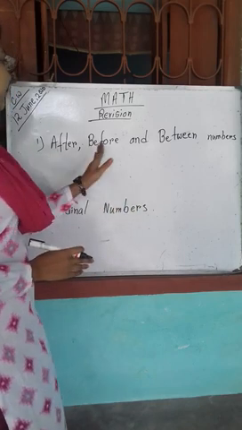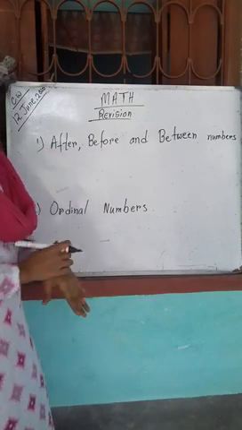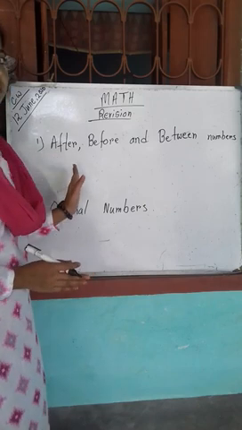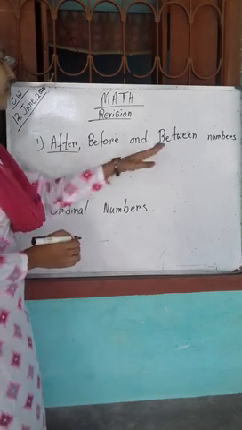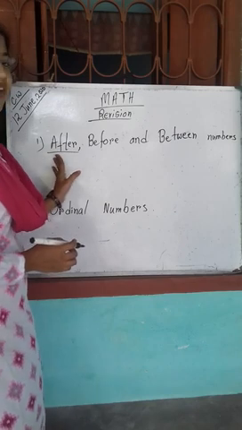Now, after, before and between numbers. First we will revise this chapter. Because you have already learned these chapters, it will be very easy to revise. After number, before number and between numbers. So how will we find the after number?